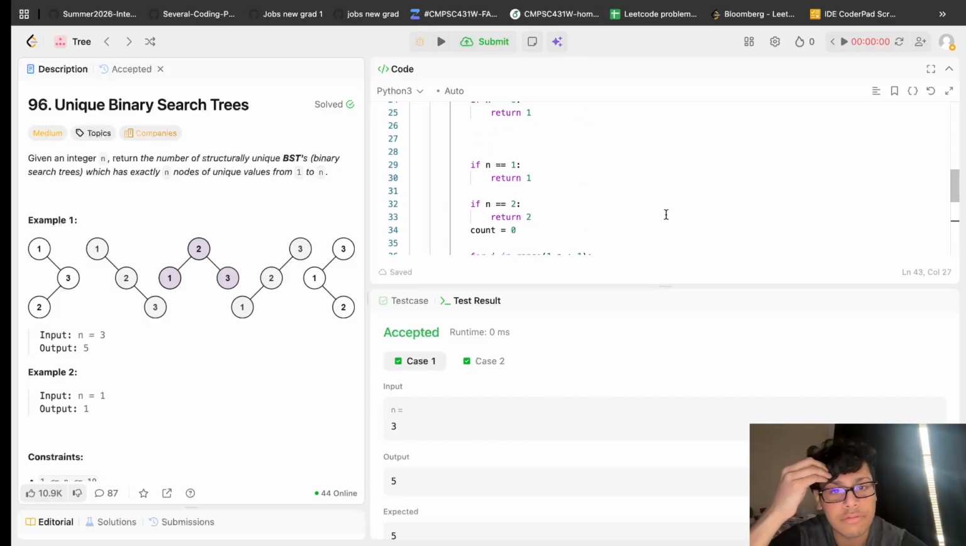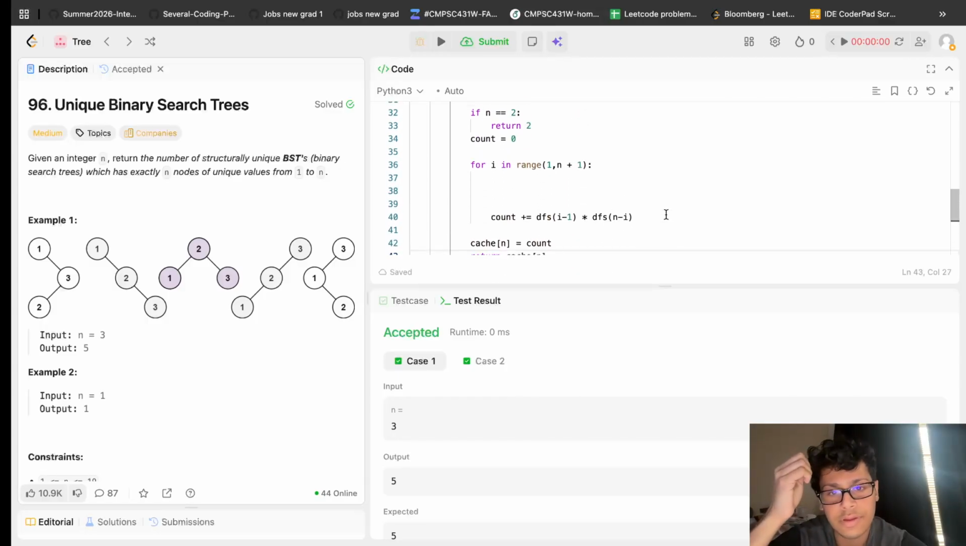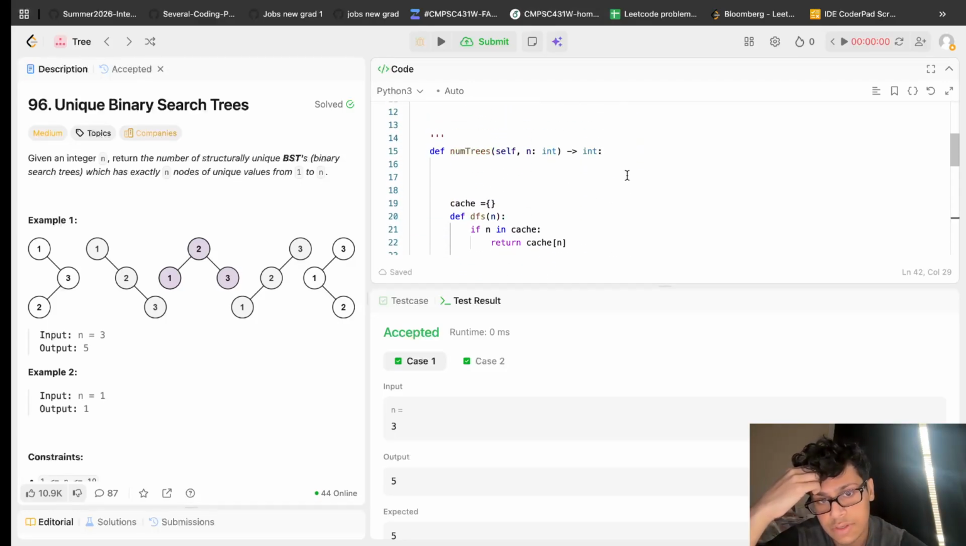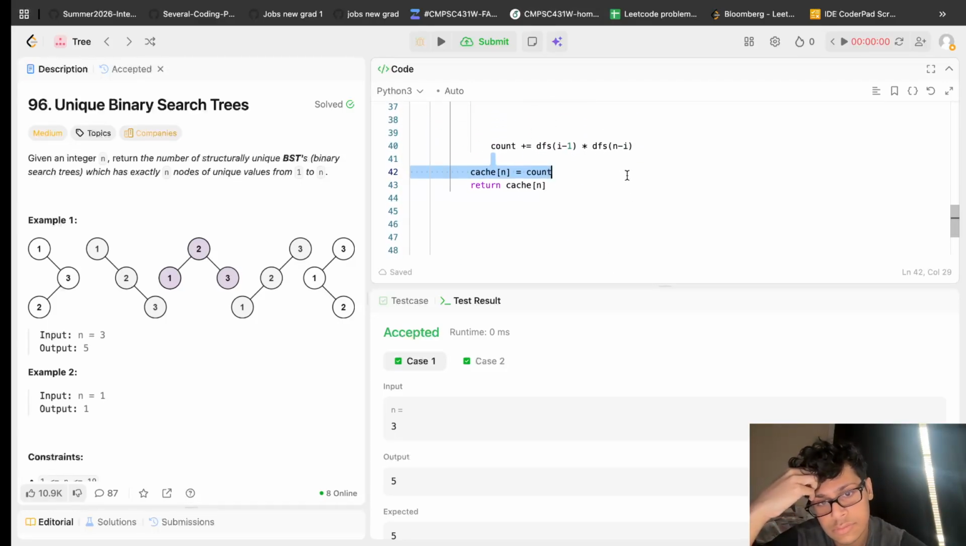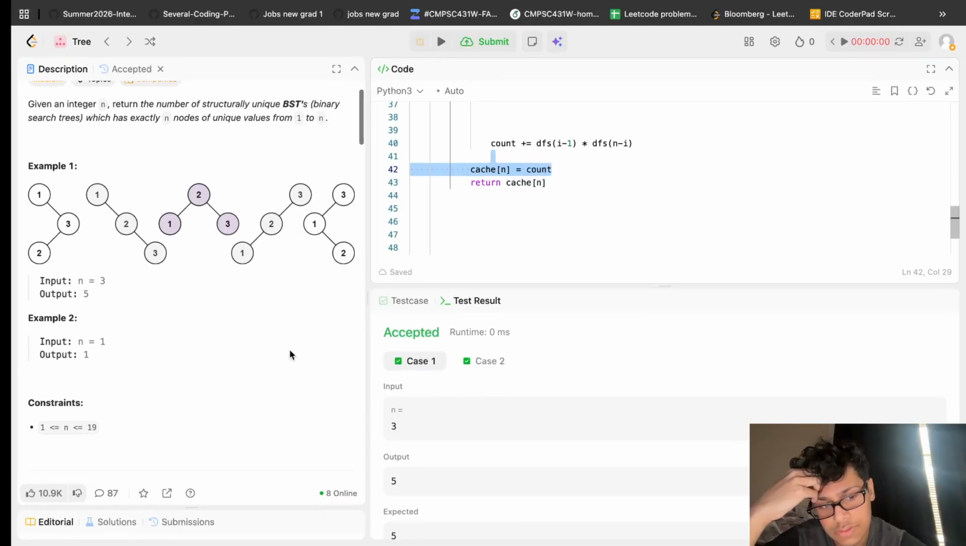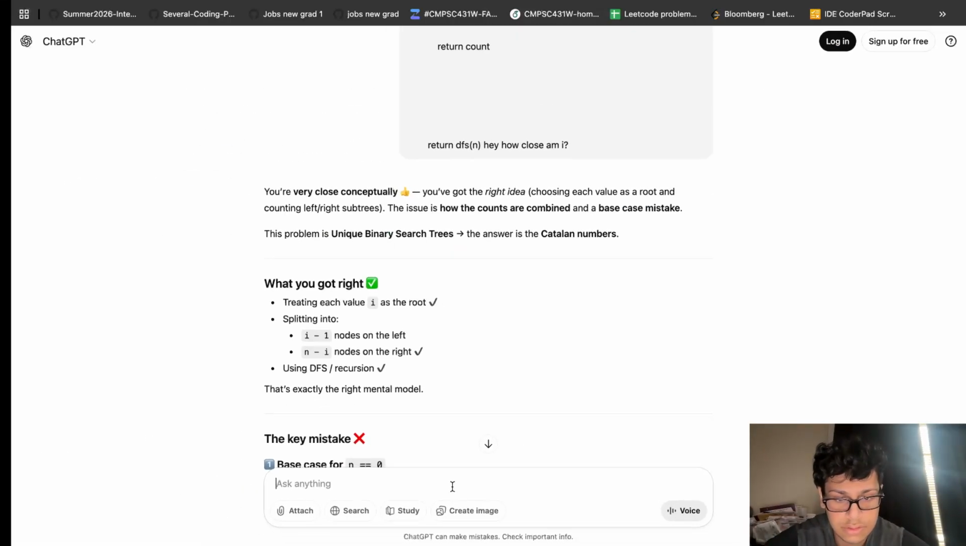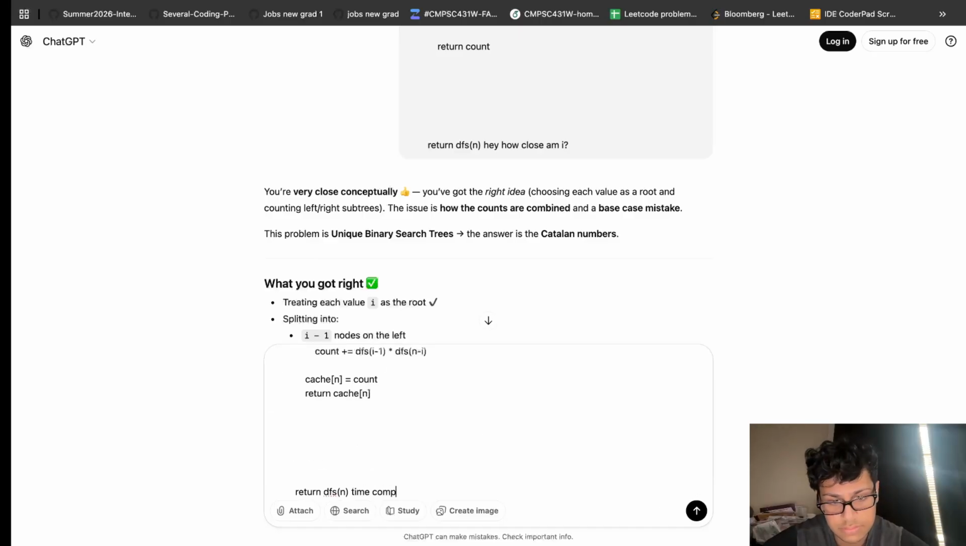But yeah, the runtime is, we're computing each state once, so it's O of n. Cache is O of n as well. Let's see if we're right. I believe we are, and O of n.